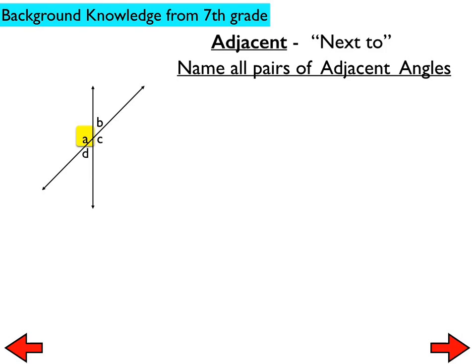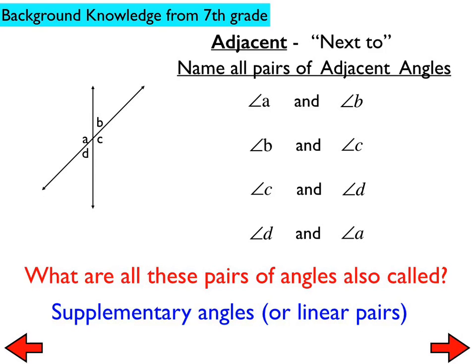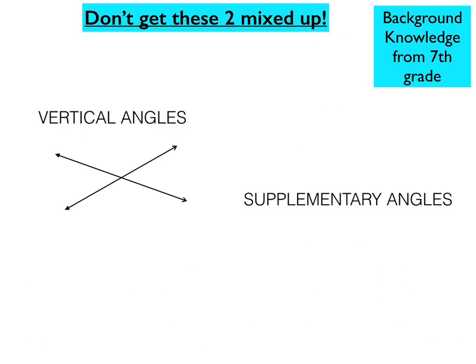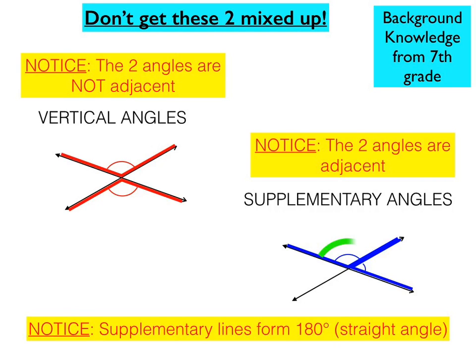All right, so if I asked you to name all pairs of adjacent angles, A and B would be adjacent, B and C would be adjacent, C and D would be adjacent, and A and D would be adjacent. Just lots of terminology there, and I've already talked about the fact that we have some supplementary angles in that picture. All right, do not get these two things mixed up, vertical angles and supplementary angles. Don't get those two ideas mixed up. They're two totally different things.